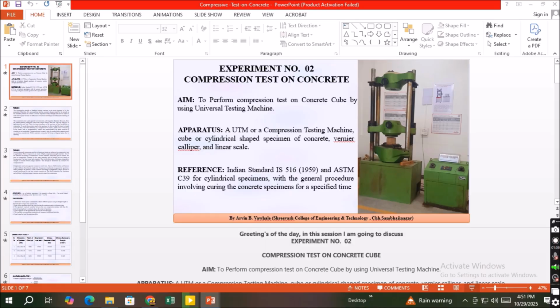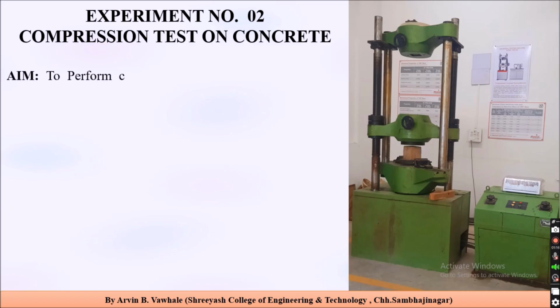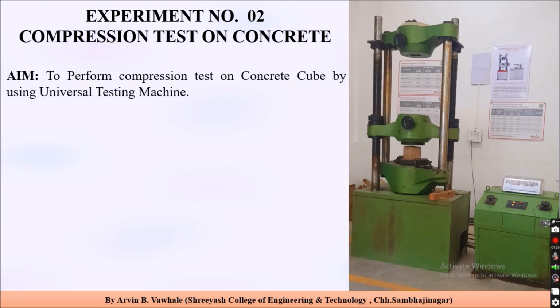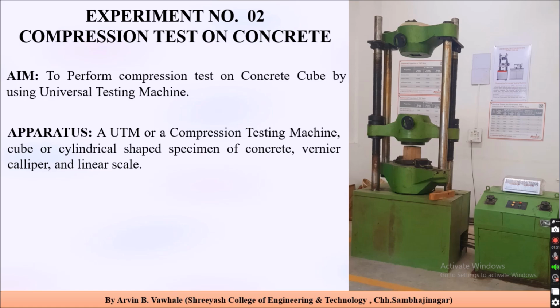In this session, I am going to perform experiment 02: compression test on concrete cube. Aim: to perform a compression test on a concrete cube by using a universal testing machine. Apparatus: a UTM or a compression testing machine, a cube or cylindrical shaped specimen of concrete, vernier caliper and linear scale.